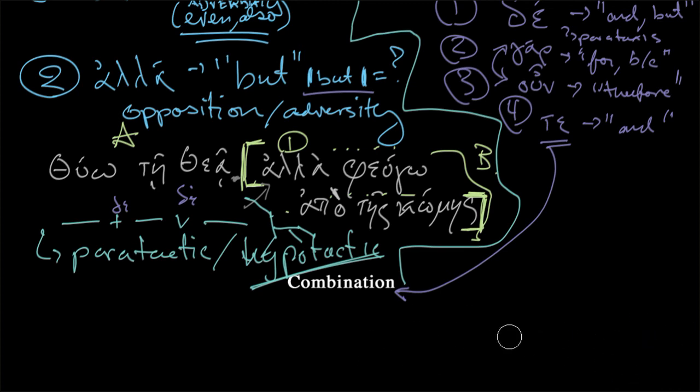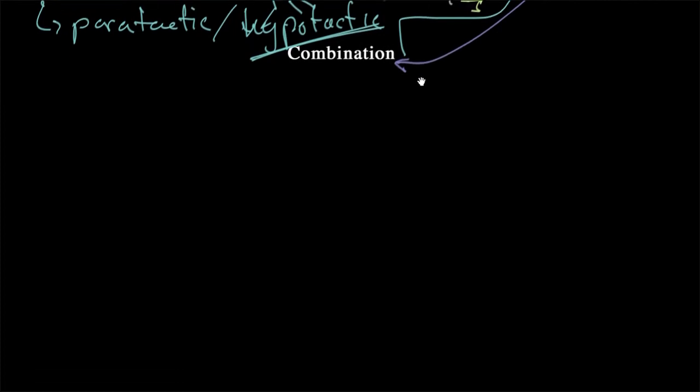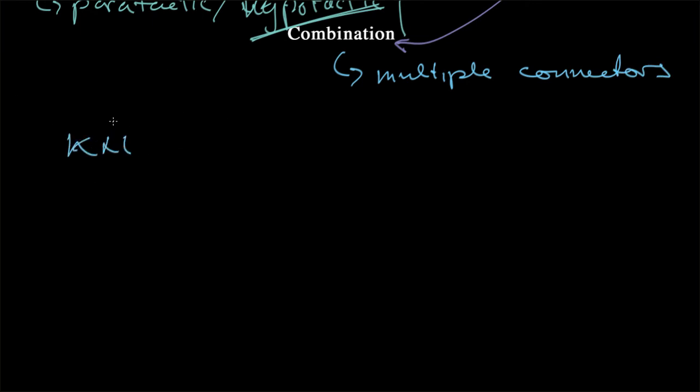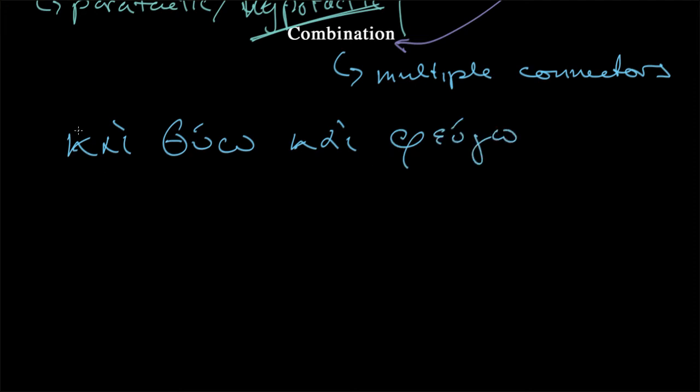So we're going to find a number of things that work in combination in Greek, and what we're combining is multiple connectors. So the most simple will be to repeat the initial kai that we've already seen. Kai thuo, kai theogo. I am sacrificing, and I am fleeing. Well, what do we do with this initial kai, and what does it mean?